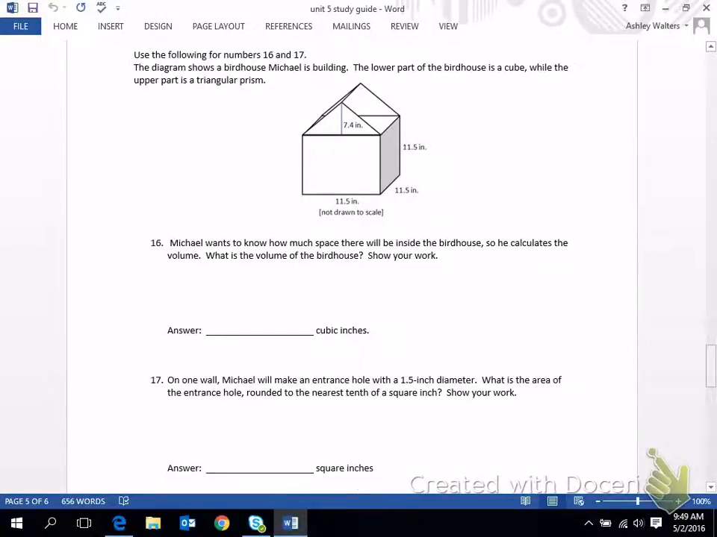We're going to use the following numbers for 16 and 17. The diagram shows a birdhouse Michael is building. The lower part of the birdhouse is a cube, while the upper part is a triangular prism. Michael wants to know how much space there will be inside the birdhouse, so he calculates the volume. What is the volume of the birdhouse? And show your work.